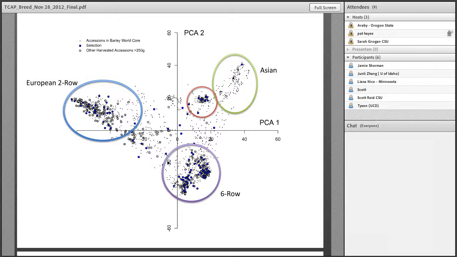To get at the question of whether barley can contribute positive flavors to beer in the first place, we turn to land races and cultivars in the Barley World Core collection. We decided to use this collection for two reasons.